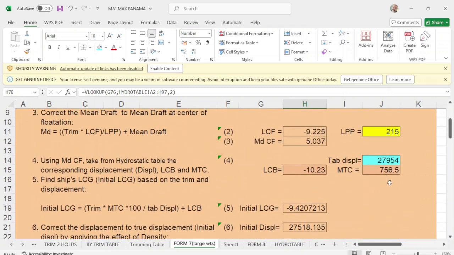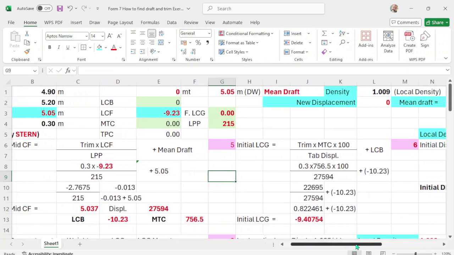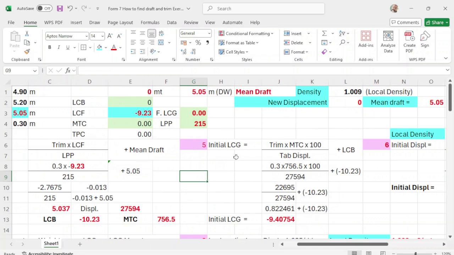Okay, 7565. Then we go to number 5, the initial LCG. The formula is trim times MTC times 100 over tabulated displacement plus LCB. I got here in number 5. This is number 4, then this is number 5. The formula for initial LCG is trim times MTC times 100 over displacement plus LCB.